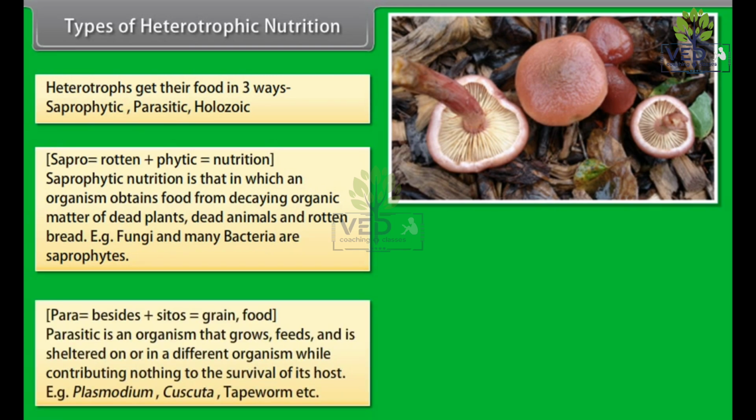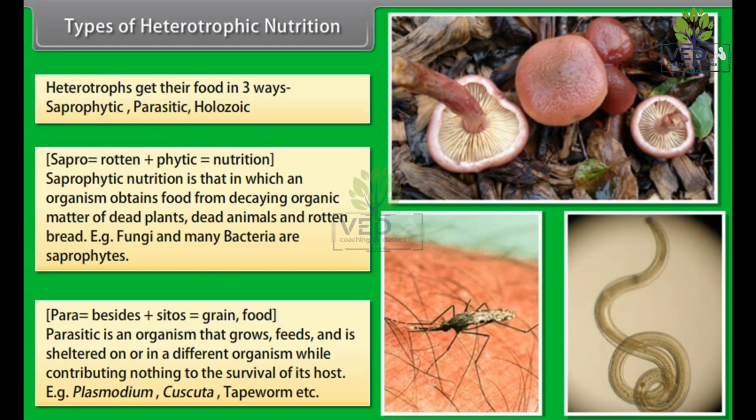Para means besides, and sitos means grain or food. A parasite is an organism that grows, feeds, and is sheltered on or in a different organism while contributing nothing to the survival of its host. That is, Plasmodium, Cuscuta, tapeworm, etc.